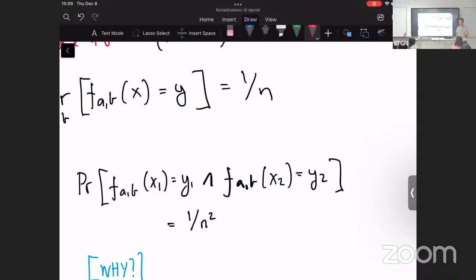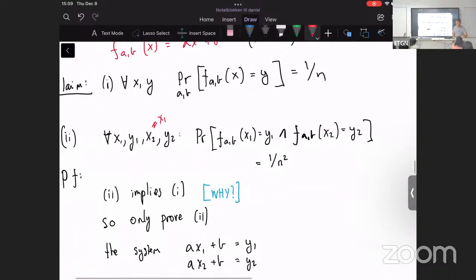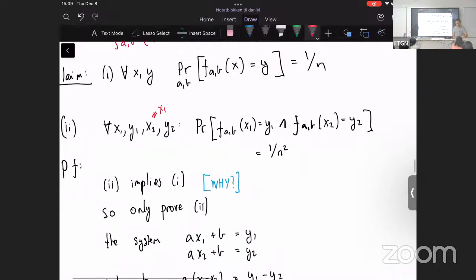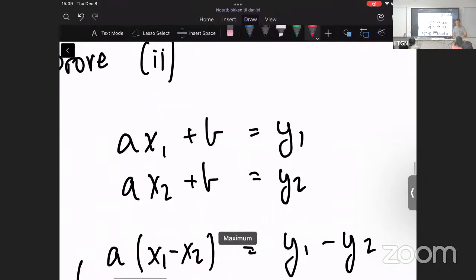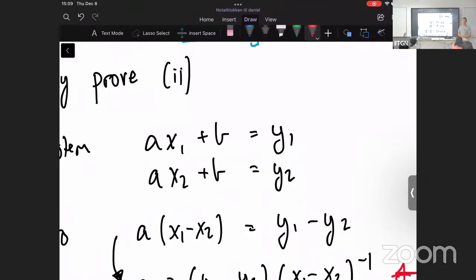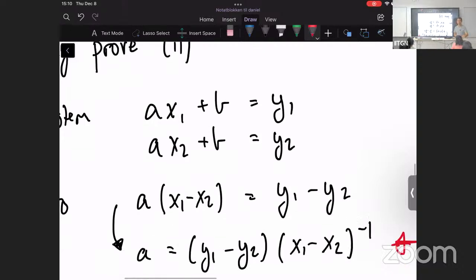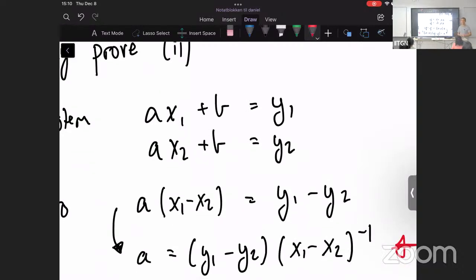Yes? Okay, so why is this true, right? Well, we're interested in the event that ax1 plus b equals y1 and ax2 plus b is equal to y2 simultaneously, right? So now we can just solve this system, and this is where we use that n is a prime, because now we have inverses, right? And we're using that x1 is not equal to x2, right?